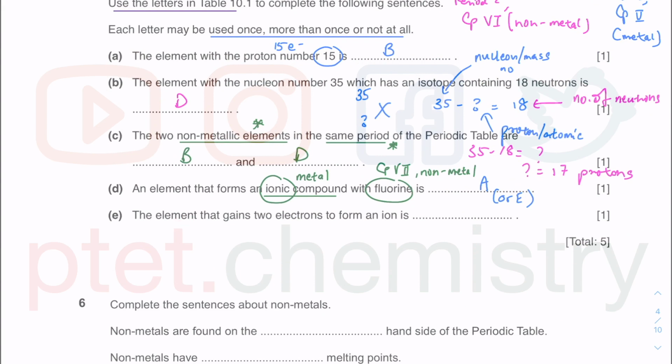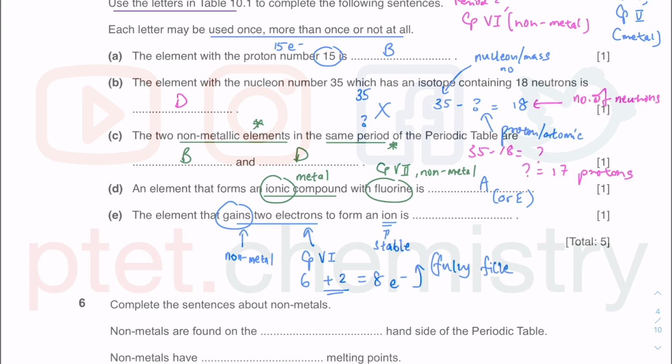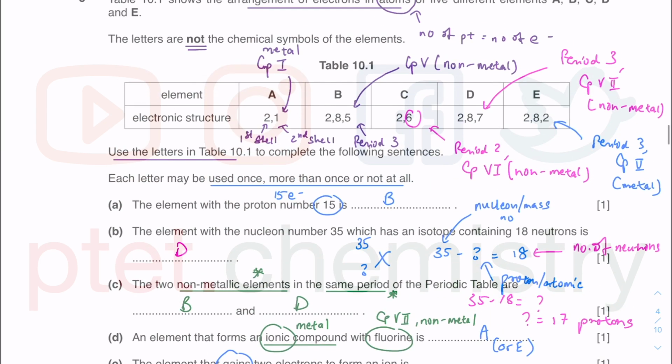The element, meaning there's only one answer, gains 2 electrons. The fact that you gain 2 electrons means you're a non-metal. And specifically, why do you gain 2 electrons? Because you want your ion to be stable, with a fully filled outer shell. Therefore we're looking at group 6, because 6 plus 2 gives you 8 electrons, a fully filled outer shell. A fully filled valence shell will be nice and happy. So we're looking at group 6, and the only group 6 element in this case would be element C.